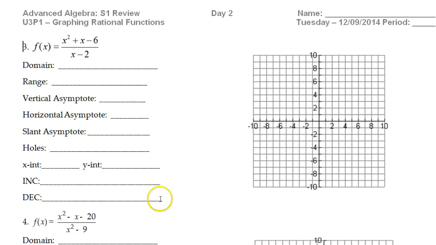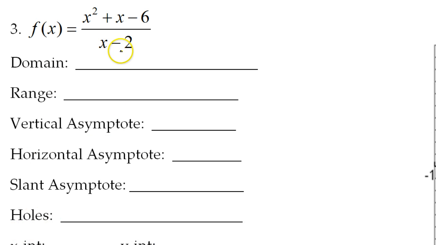This is part 3 of our lesson on graphing and analyzing rational functions. When I use that phrase, rational functions are fractions that are made out of polynomials. Alright, number 3 is kind of tricky, so be careful.